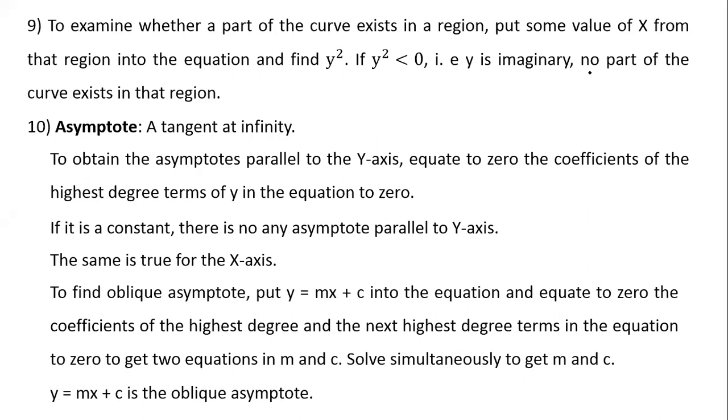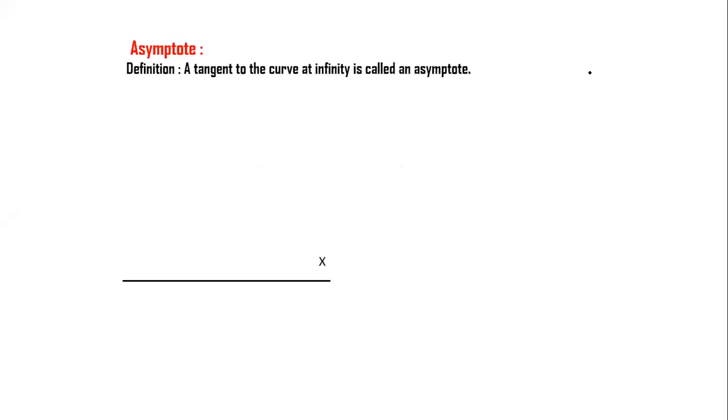Now one method to find an oblique asymptote is put y equal to mx plus c into the equation and equate to 0 the coefficients of the highest degree and the next highest degree terms in the equation to get two equations in m and c. We have to solve those simultaneously, and finally y equal to m into x plus c is going to be the oblique asymptote. So here I would like to, yes, here there is one illustration about asymptote here.